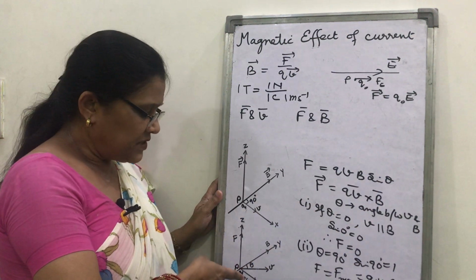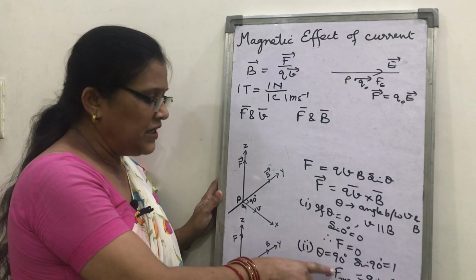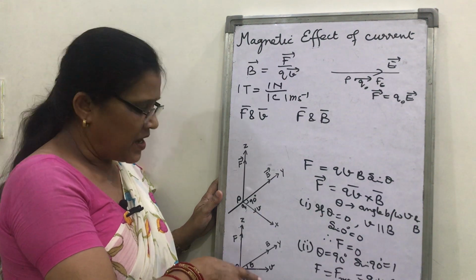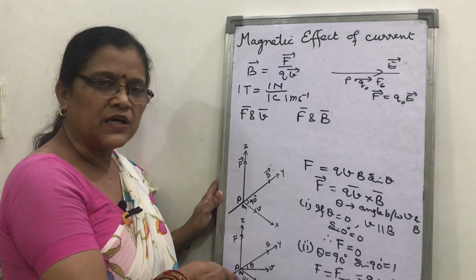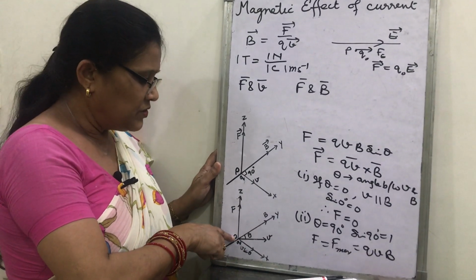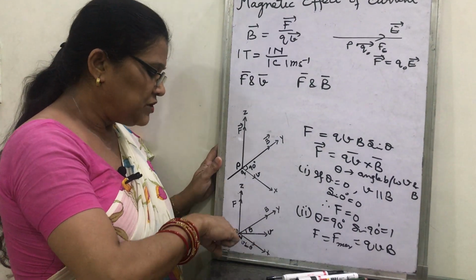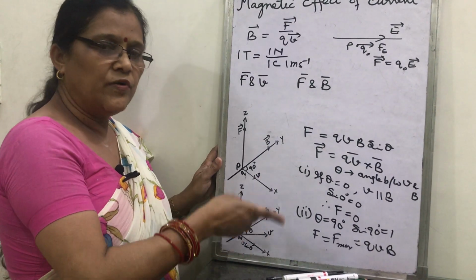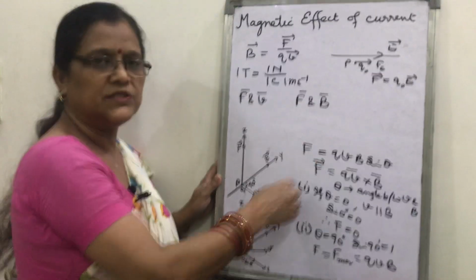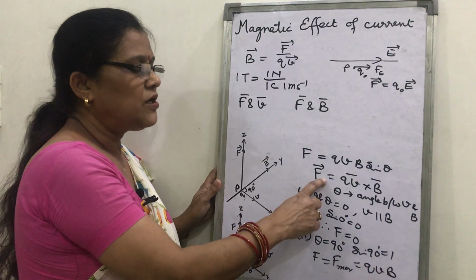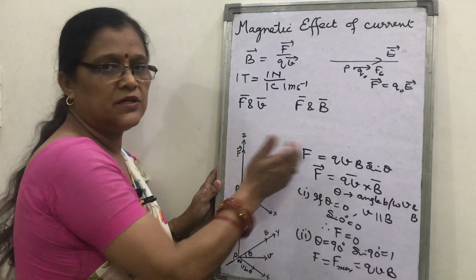And when it moves in any other direction, what do we get? V sin theta and this B, these two are perpendicular, and the force is perpendicular to that. So the force is perpendicular to V, the force is perpendicular to B, and the magnitude of force is given by this formula, and in vector form by this, a vector cross product.